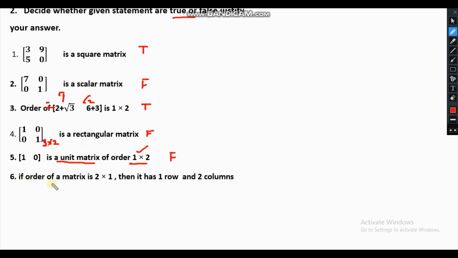Now, if the order of a matrix is 2 cross 1, then it has 1 row and 2 columns. The order of the matrix is 2 cross 1, then it has 1 row and 2 columns. So this statement is not true, because we write first rows and second columns. So here first it is 2 rows, not 1, and 1 column, not 2. So this is false.